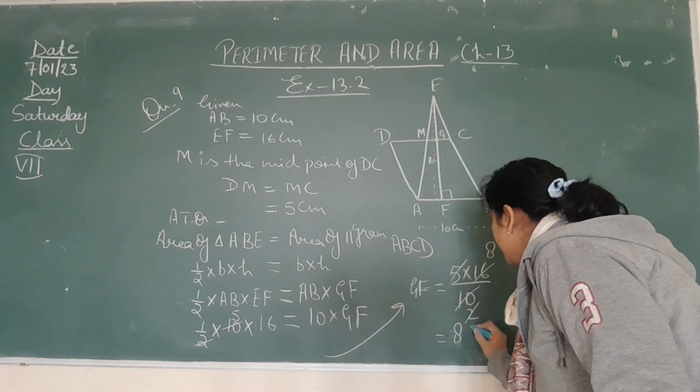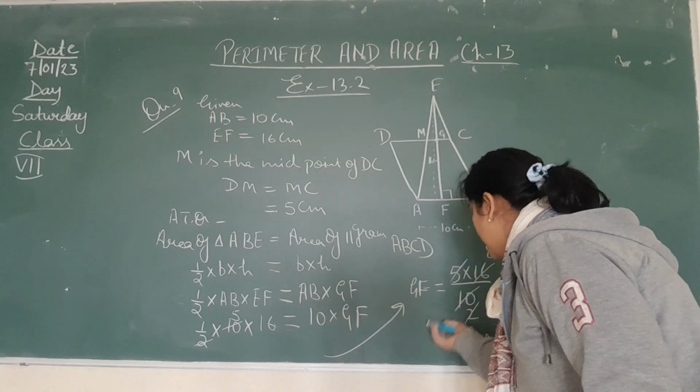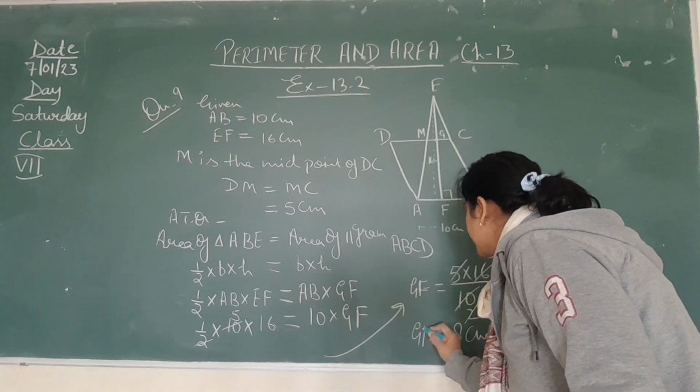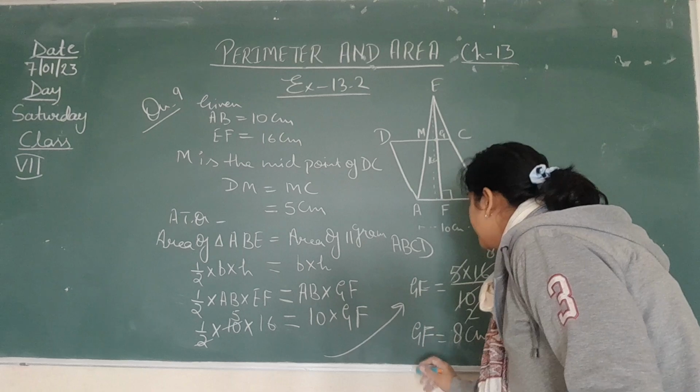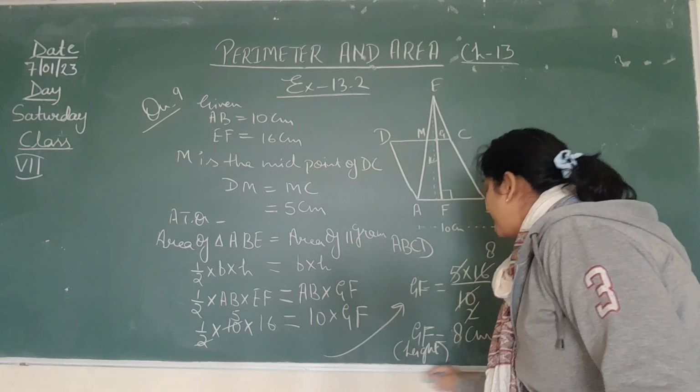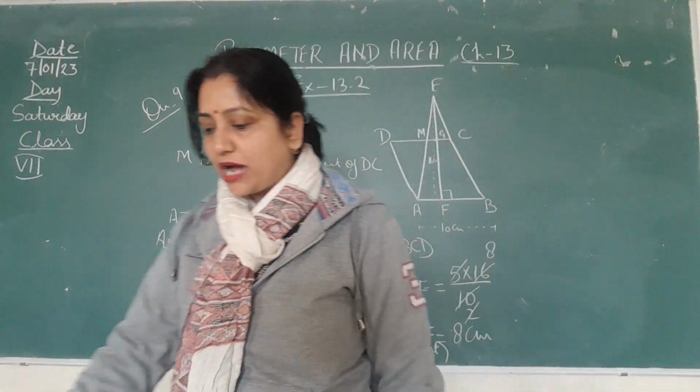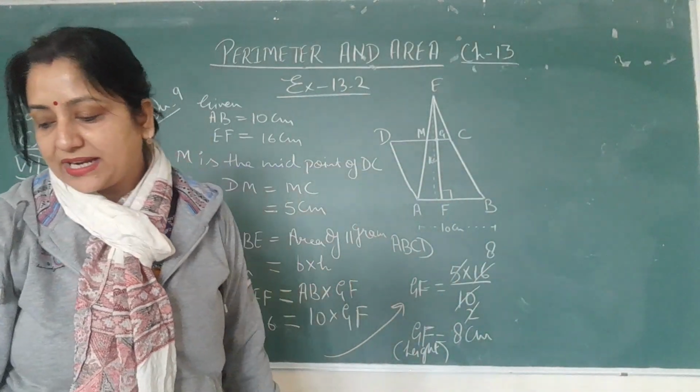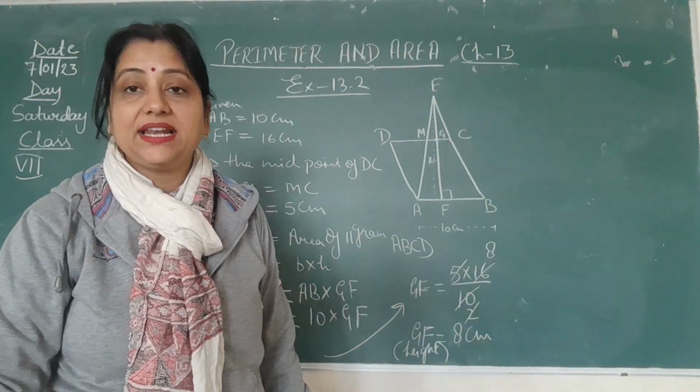8 centimeter is the corresponding height of this parallelogram ABCD. This is the solution of the first part. Now in the second part, you have to find the area of triangle AMD.